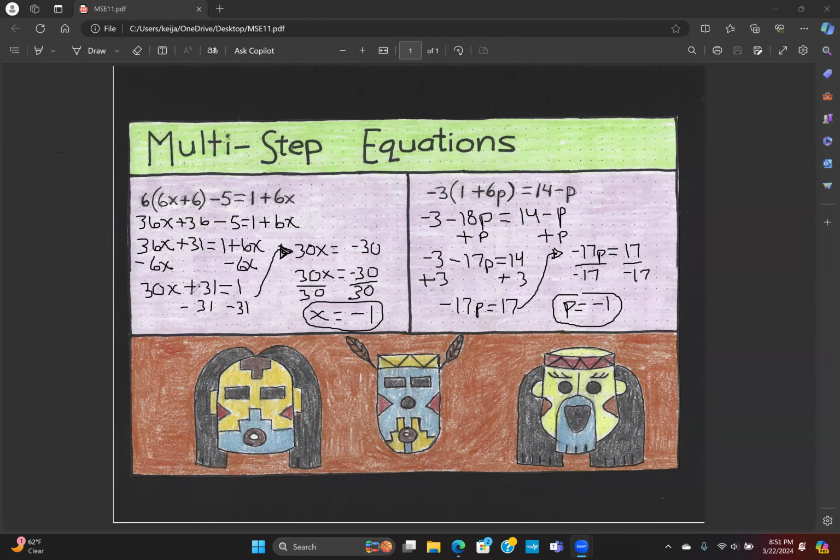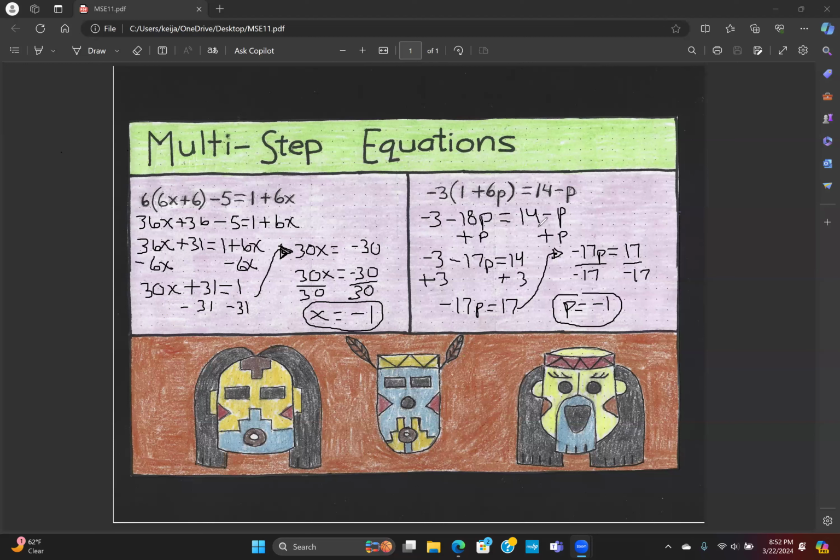And again, as we further get variables on one side and numbers on the other side, it was best in this case to subtract 31 from both sides of the equal sign. And so now we have 30x is equal to a negative 30. And when we get x by itself by dividing both sides by the number next to x, which is 30, we find ourselves with x is equal to a negative 1.